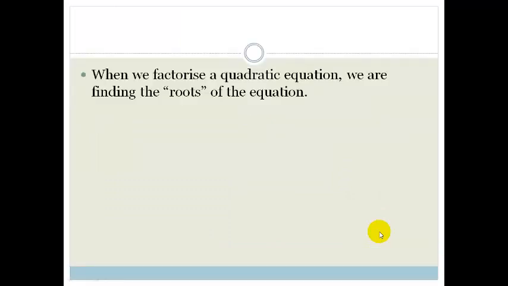But what are roots? When we factorize a quadratic equation, we are finding the roots of the equation. In other words, we're finding out where it cuts the x-axis.